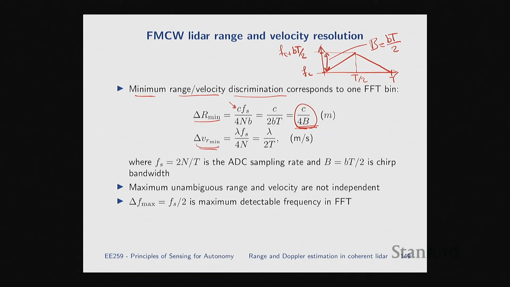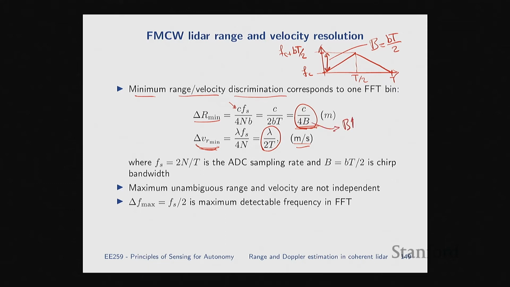Velocity resolution, same thing. You just look at the velocity equation we derived in the previous slide for how much that changes when you change your peak by one FFT bin, and that's your delta V, and it becomes lambda over 2T in meters per second. The trade-offs are exactly the same as FMCW radar. So if you want more range resolution, for instance, what should you do? Increase B. So delta R goes down, you get more range resolution. So that's more range resolution.